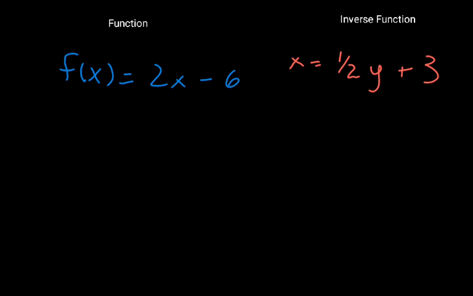The inverse function of f(x) equals 2x minus 6 was found to be x equals 1/2 y plus 3, which can be rewritten as f to the negative 1 of x is equal to 1/2 x plus 3. That was exactly what we were trying to find. All we did was start with the original function, y equals 2x minus 6, solve for y in terms of x with some algebra. To find the inverse, we took the original function and solved for x in terms of y.